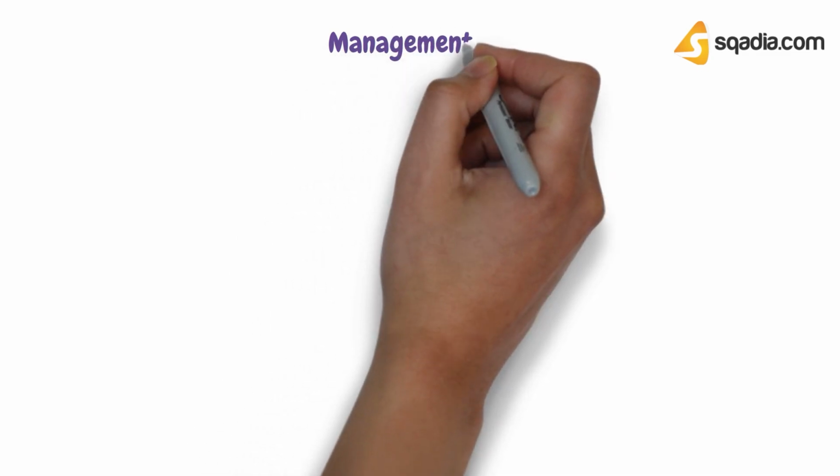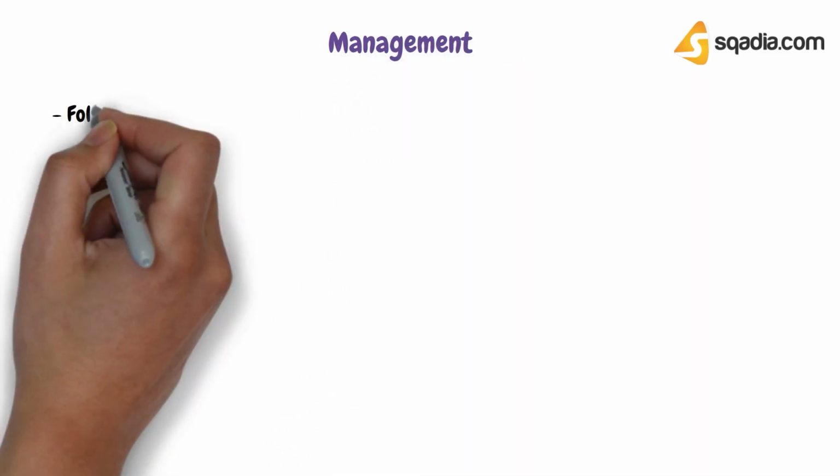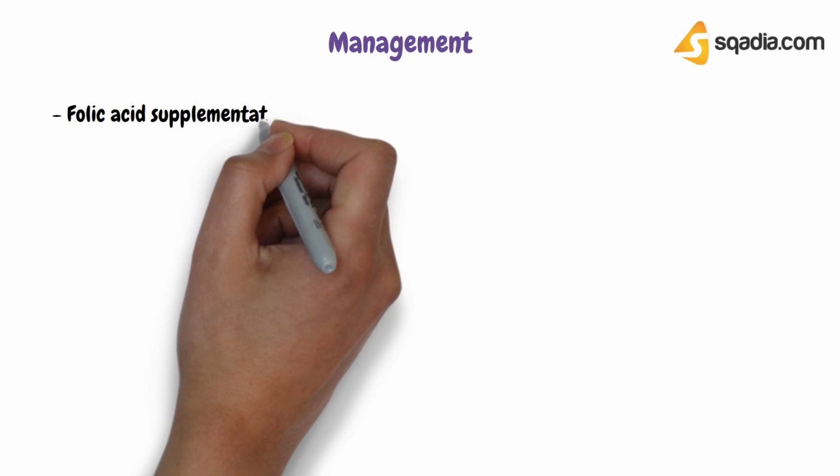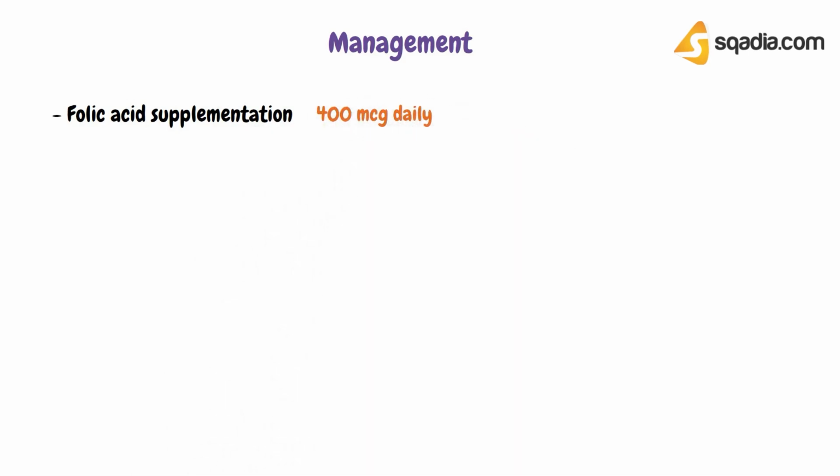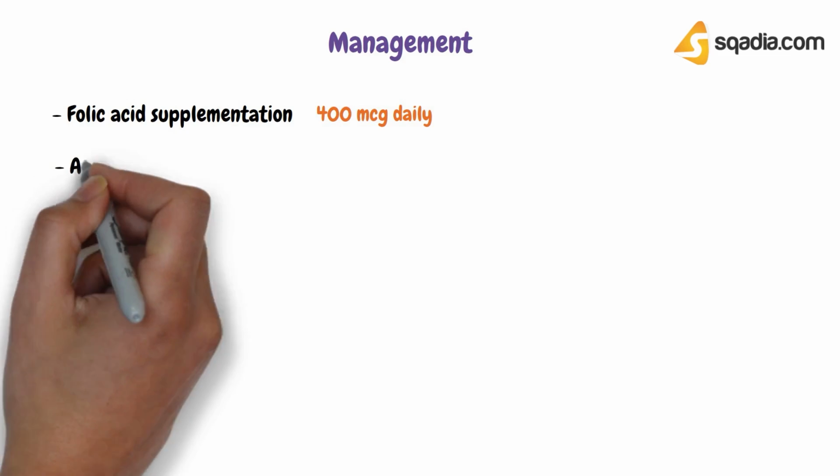So now we move on to the management. First of all, some general steps of management include folic acid supplementation up to 400 micrograms daily, and that's because the body needs folic acid to produce the red blood cells to compensate for the hemolysis.